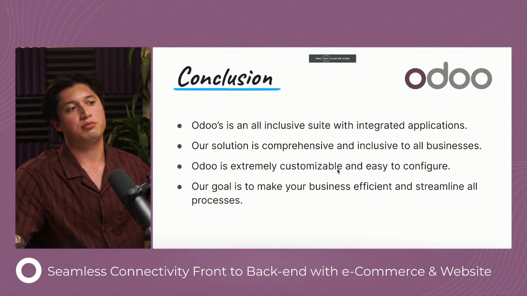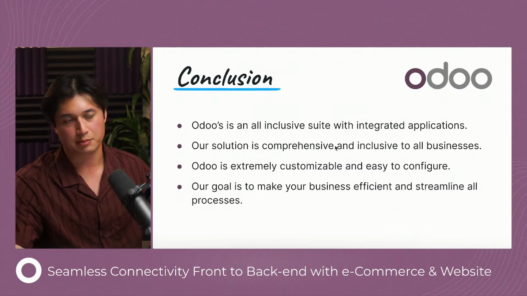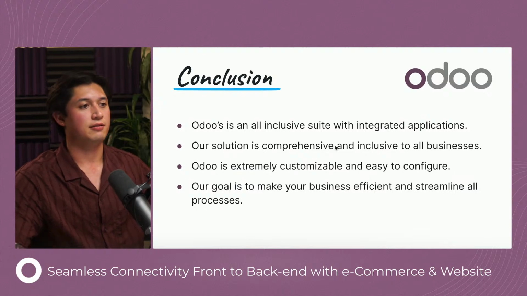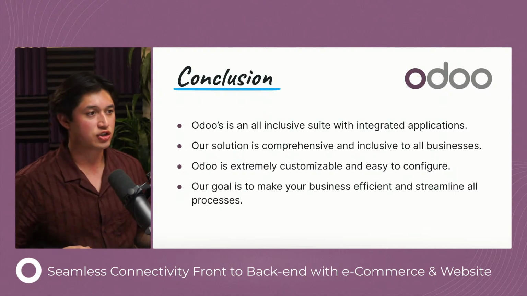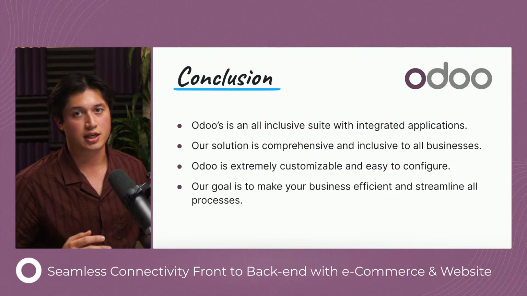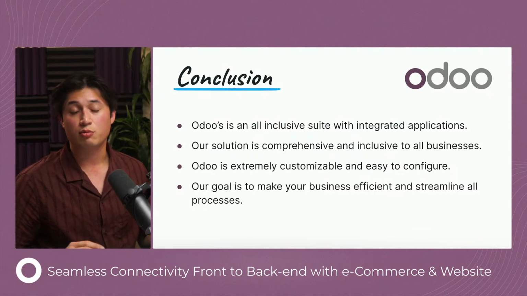So in conclusion, Odoo is an all-inclusive suite with integrated applications. Our goal is to give businesses a comprehensive solution that's inclusive to all. Like you saw in today's demonstration, Odoo is extremely easy to customize and configure. And once again, our goal here is to make your business as efficient as possible and streamline all processes.